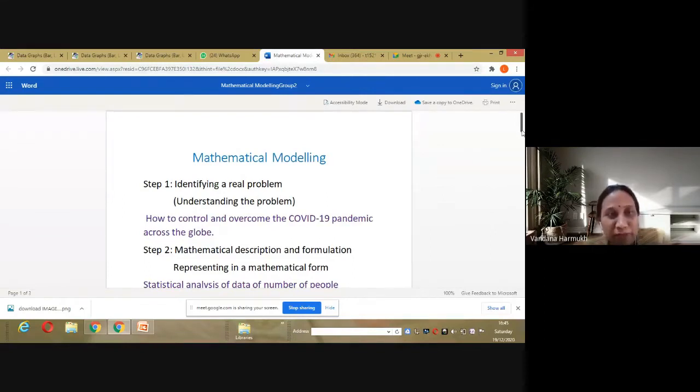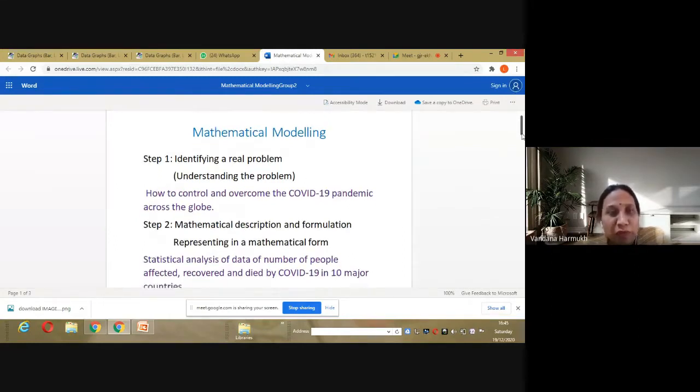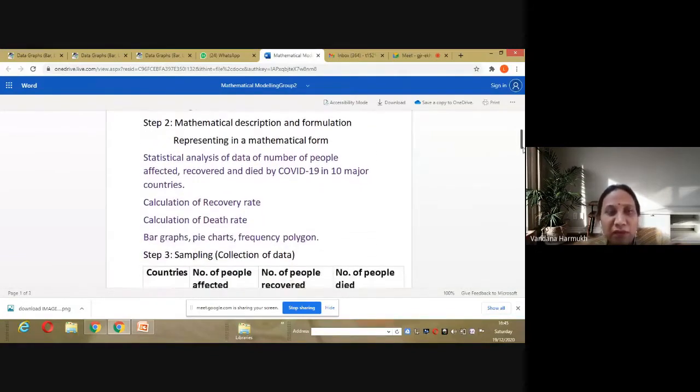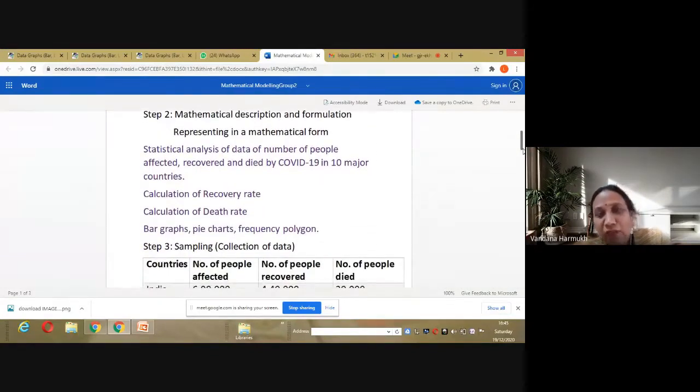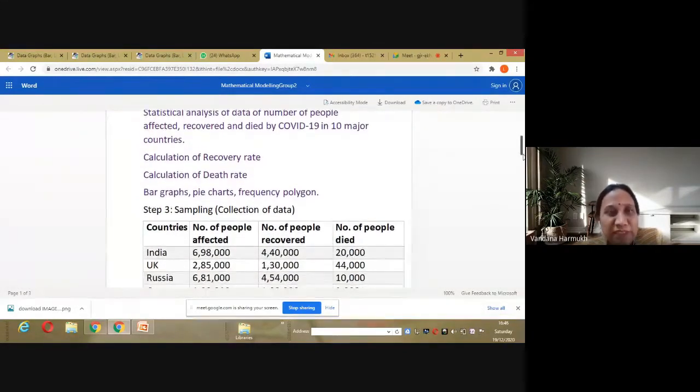Step 2 was mathematical description and formulation. So we had to represent it in a mathematical form. We have connected it to statistical analysis so that data can be represented in a tabular form. After that, we can do some pictorial representation based on the data. We can do some calculations also based on the formula for percentages and rates.